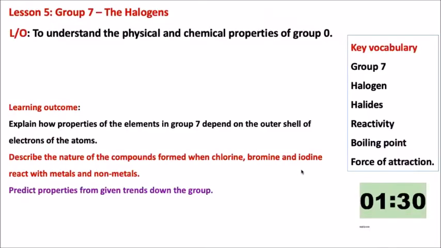Thank you. So we start the whole lesson. Key vocabulary or keywords for today are group 7, halogen, halides, reactivity, boiling point, and force of attraction.